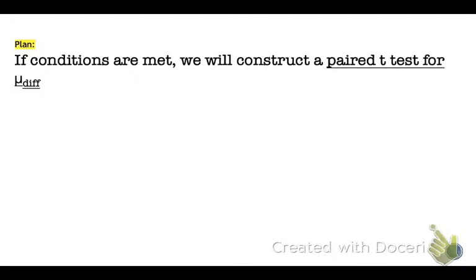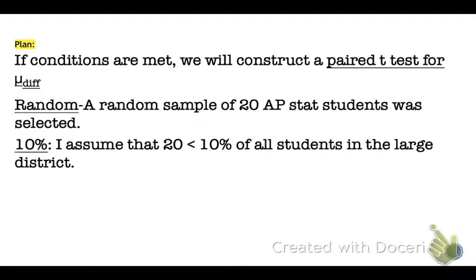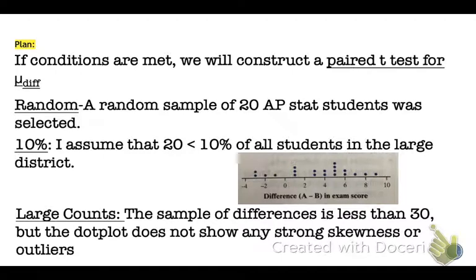What else? So let's go through our conditions. First of all, random. A random sample of 20 AP Stat students was selected. 10%: I'm assuming that 20 is less than 10% of all students in the district. And because my sample size is small, I made a quantitative graph. I went with a dot plot, and I state the sample differences is less than 30, but the dot plot does not show any strong skewness or outliers.